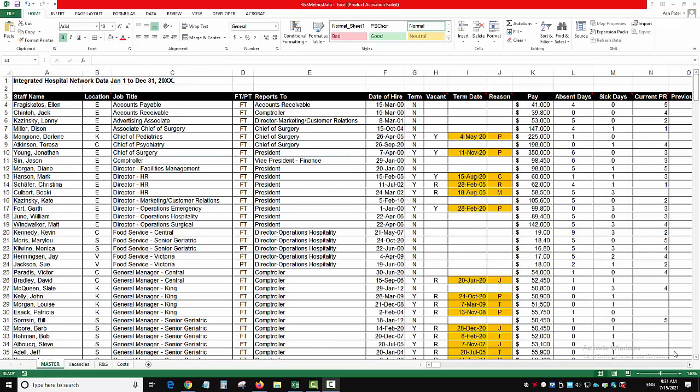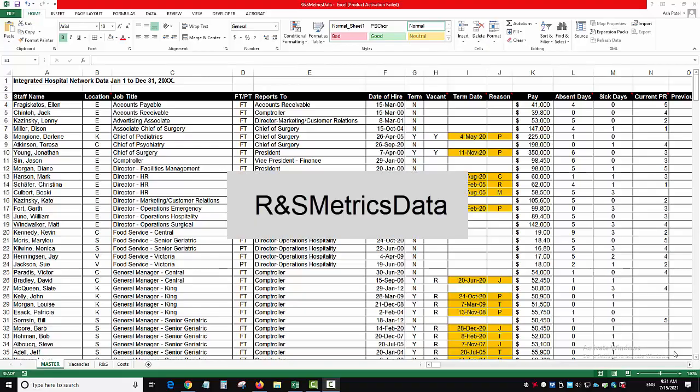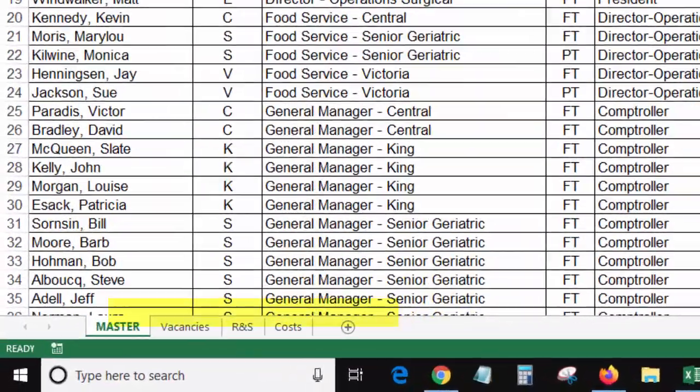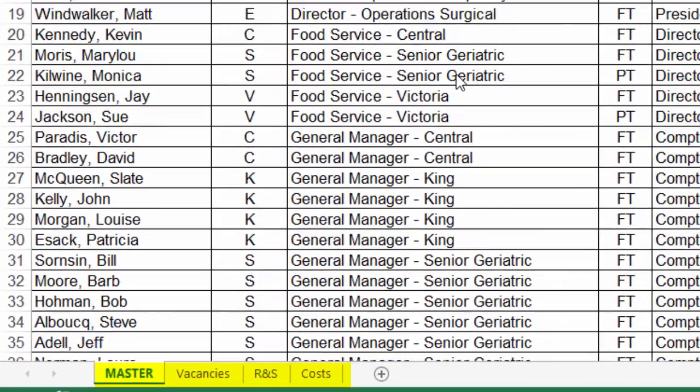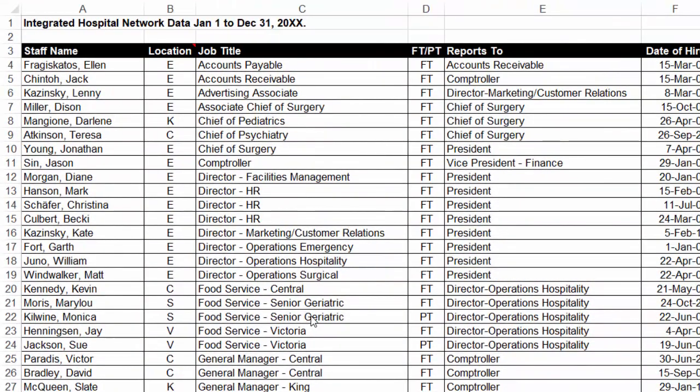So now let's have a look at the actual data. There's a file called RNS Metrics Data that is available for download under Course Documents. If you look at it, there's 4 tabs at the bottom. And the first tab, the master tab, is some information for every employee at the hospital network ever since it started. So this includes all employees that work for us currently, but also ones that have been terminated. So most of it's quite simple.